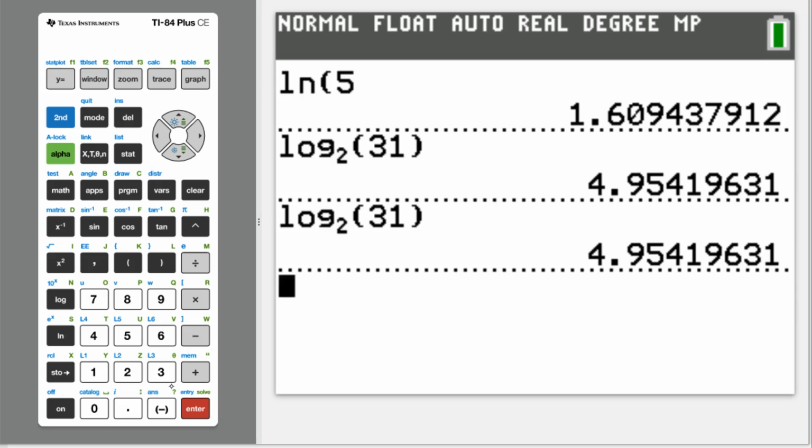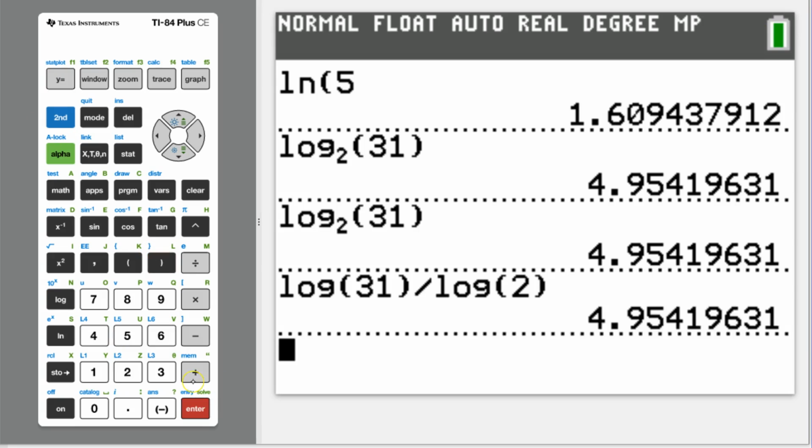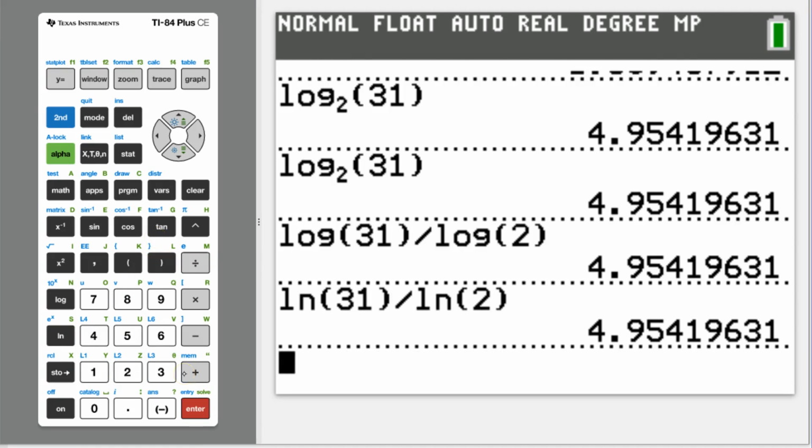If you don't have log base at all, here's what you can do. You can do log base 10 of 31, close the parentheses, divided by log base 10 of 2. This is called the change of base formula, which we'll talk about more later. Notice you get the same thing. Or you can do natural log of 31, close parentheses, divided by natural log of 2. It doesn't matter what base you use, as long as you put the numbers in the proper places, you'll get the same answer.